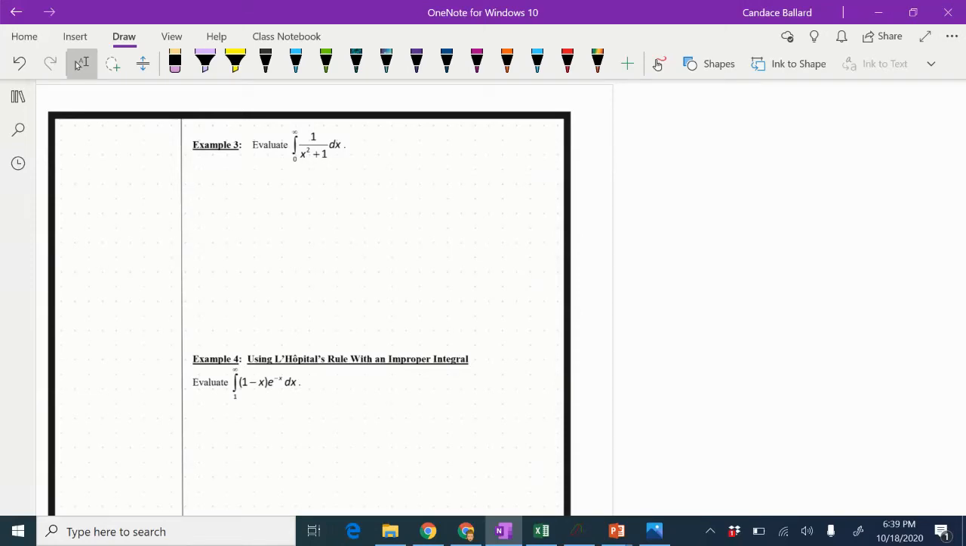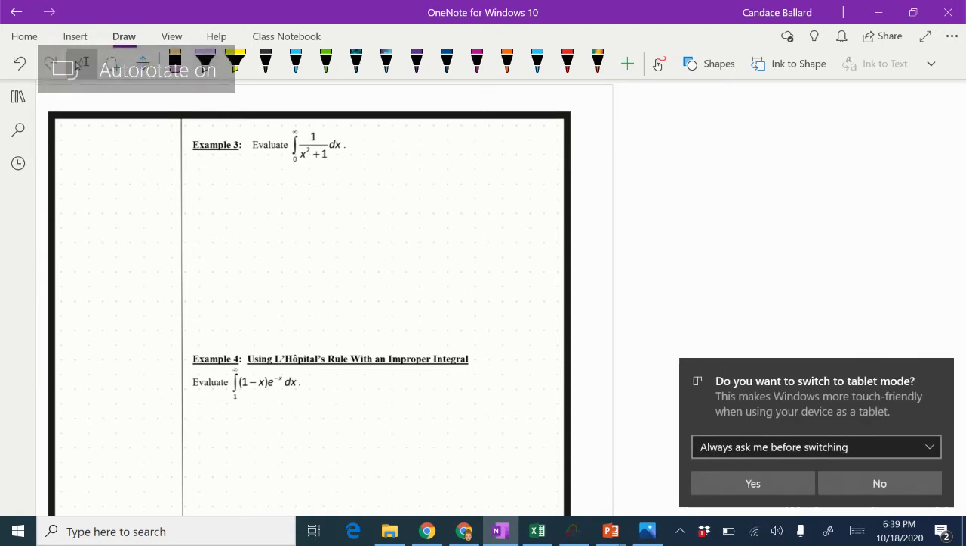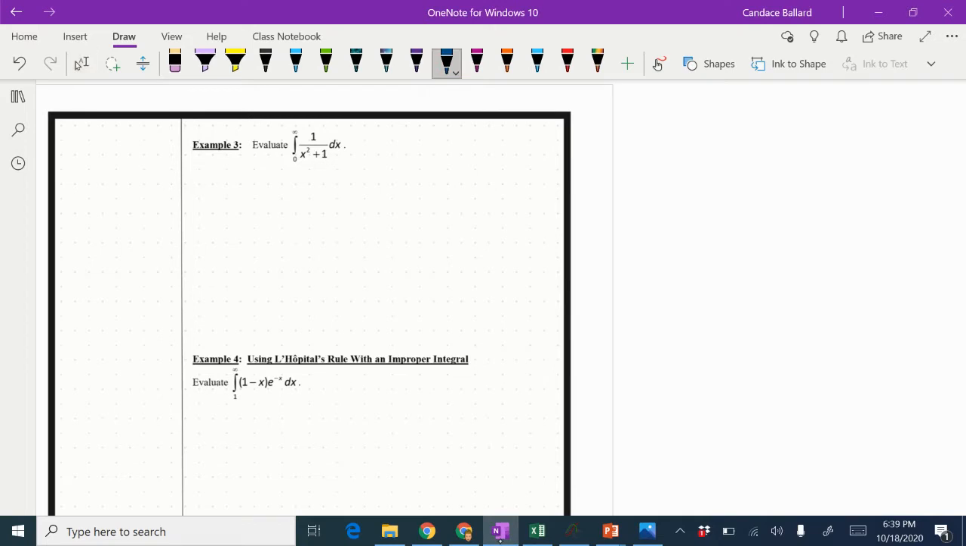In example 3, we're going to try to evaluate the integral from 0 to infinity of 1 over x squared plus 1 dx. So the first thing that I'm going to do is switch that to the limit notation for an improper integral. So we have the limit as b approaches infinity of the integral from 0 to b of 1 over x squared plus 1 dx. Then I need to think about how I would integrate this.